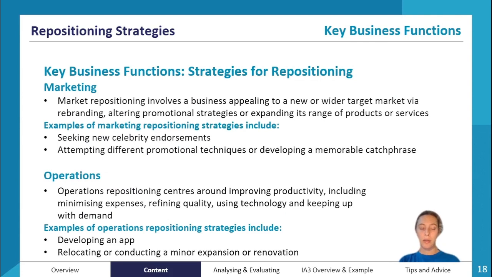Now, our last two key business functions, we've got marketing. So, market repositioning is all about appealing to a new or wider market. So, you can rebrand, you could alter your promotional strategies, or you could even expand your range of products or services to capture that wider demographic, that wider audience. So maybe you would seek celebrity endorsements, for example. That's something that we see all the time now with social media influencers and things like that. So that's a market repositioning strategy in that marketing function.